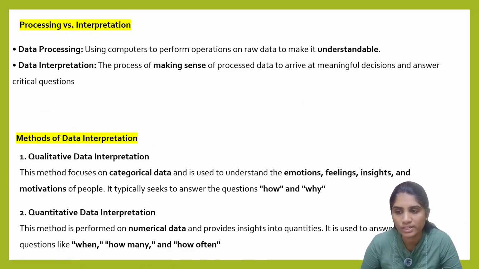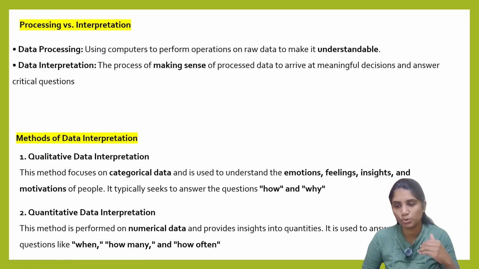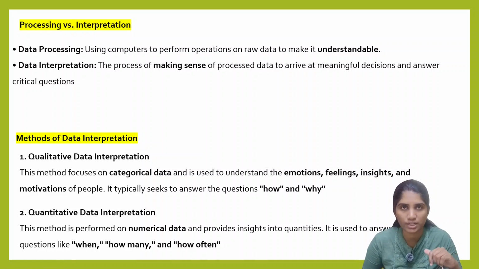So once we understand processing, next we move to the methods of data interpretation, right? I told there are two types. One is qualitative and the second one is quantitative DI. So what is the difference between these two? So qualitative data interpretation means this method focuses on categorical value.